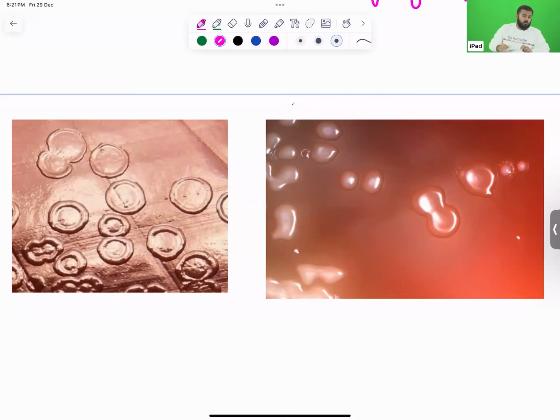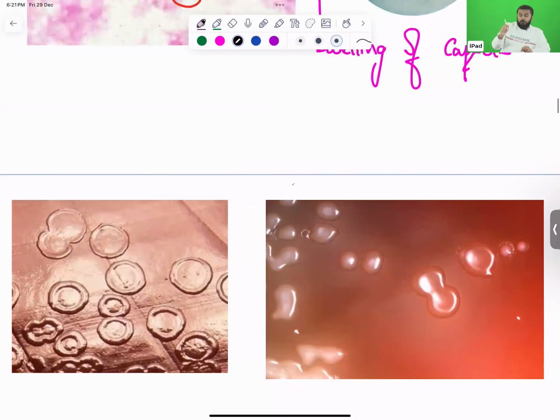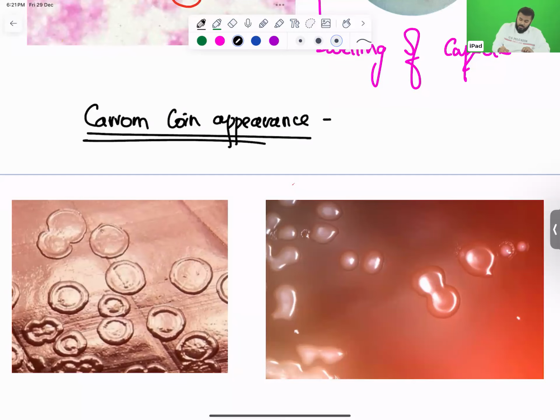Carroms, all of you know, you have played carrom in your childhood. So they are looking like a carom coin appearance. Very good. So from today onwards, if I ask you where carom coin appearance is seen, you have to tell that Streptococcus pneumoniae growing on blood agar appears like a carom coin. Carom coin appearance is seen in Streptococcus pneumoniae.